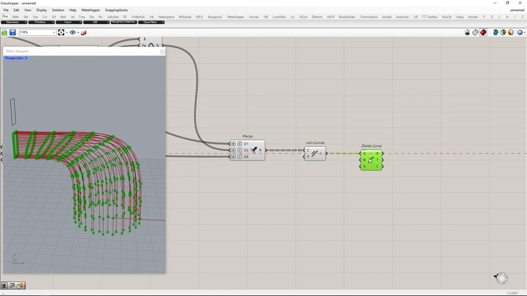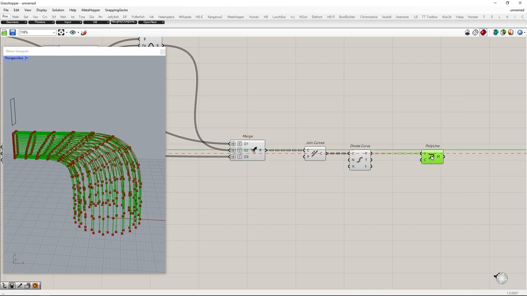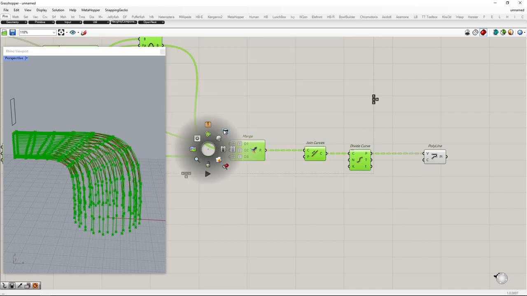Next is to make the horizontal grid from these curves. Divide and make a polyline out of the points. Add flip matrix. This will change the list direction.